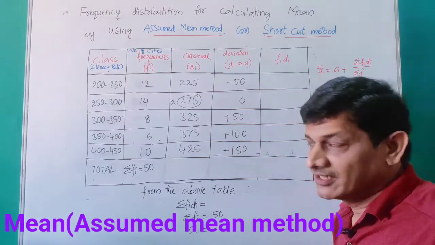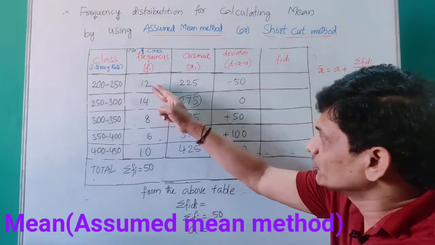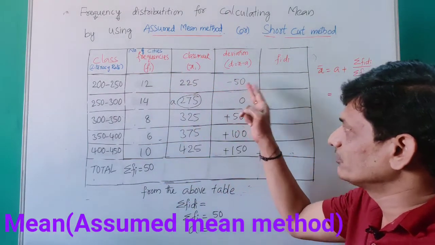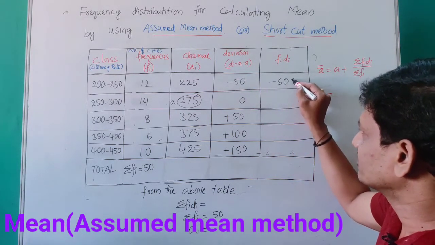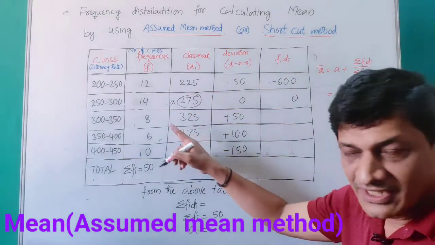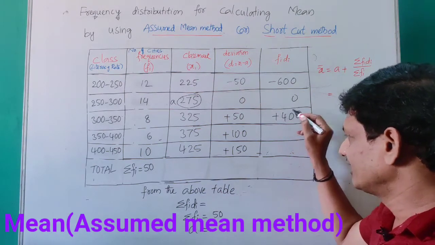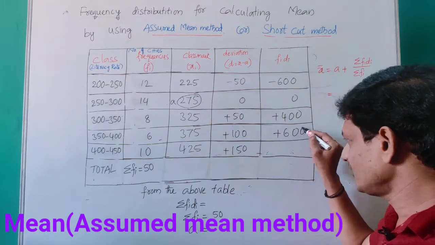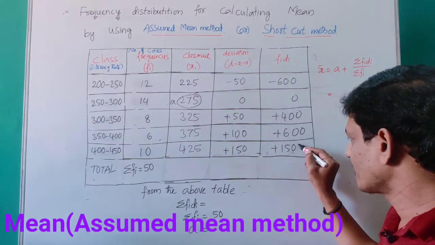Okay, got it. Now the final one, fi di. Frequency should be multiplied with the corresponding deviation. 12 into minus 50, 12 fives are 60 and a 0, it becomes minus 600. 14 into 0 becomes 0. 8 into 50, 8 fives are 40, it becomes 400. 6 into 100 becomes plus 600. 10 into 150 becomes plus 1500.